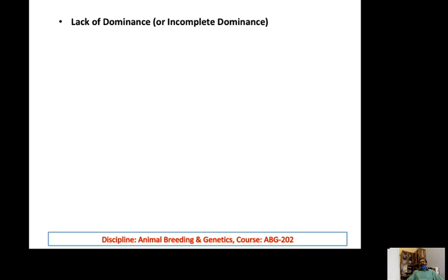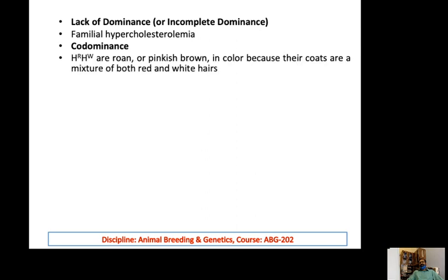Now, lack of dominance or incomplete dominance, for example, you have familial hypercholesterolemia. This is a medical condition. In that case, there is incomplete dominance of the dominant allele, in fact. Because of that, this problem appears. Similarly, the codominance, for example, in this case, the roan or pinkish brown phenotype is shown in horses, and this is basically a mixture of red and white hairs, and that gives the roan pattern of the skin color. This is an example of codominance in livestock.